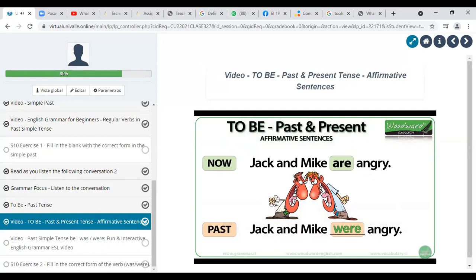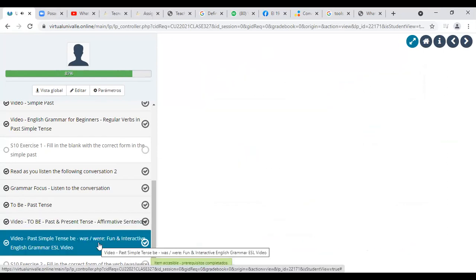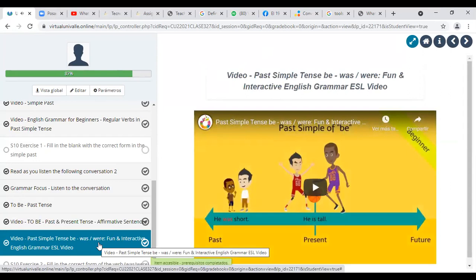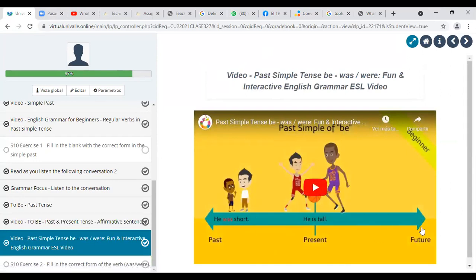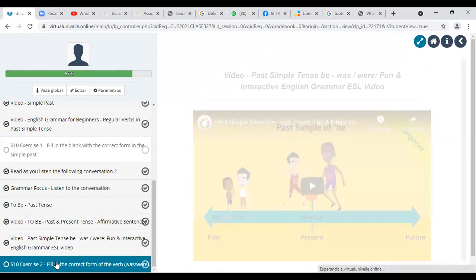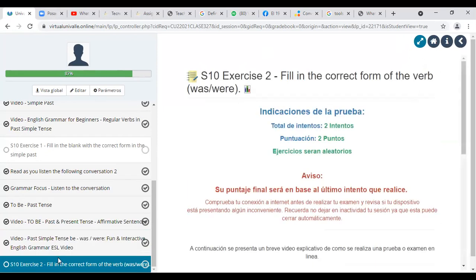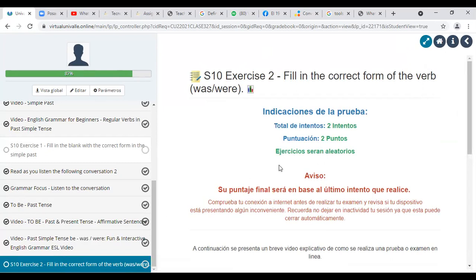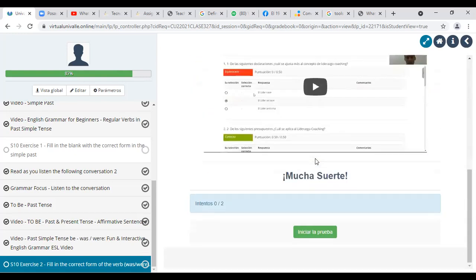So basically you had some examples related to the simple past of verb be. And here you will have another video tutorial related to the use of the simple past of verb be in the past, present, and future. And at the end, you will have another evaluated exercise. This exercise goes for 2 points, and if you fail in the first one, you will have a second attempt to make it better.